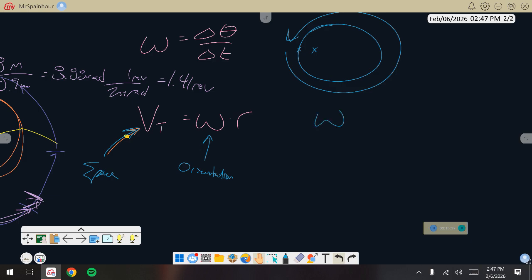Do you have the same angular velocity? Do you have the same velocity? Discuss real quick. Angular, yes, velocity. Sounds like you're good. All right, new example.